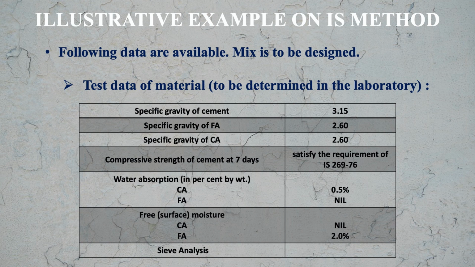The compressive strength of cement at 7 days satisfies the requirement of IS 269. The water absorption in percentage by weight in case of coarse aggregate is 0.5%, and in case of fine aggregate it is nil. Then free surface moisture, in case of coarse aggregate it is nil, and in case of fine aggregate it is 2%. And the sieve analysis gives the following data.